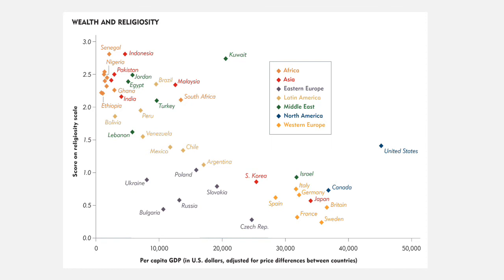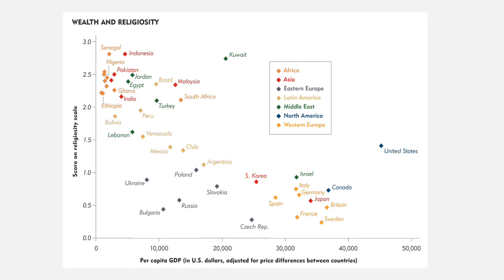So if you answered yes to all those questions, yes, you need to believe in God for morality, that religion is very important, and that you pray once a day, you would score a 3, okay? If you answered no to all of those, you'd score a 0, okay? And so take a look at this graph.